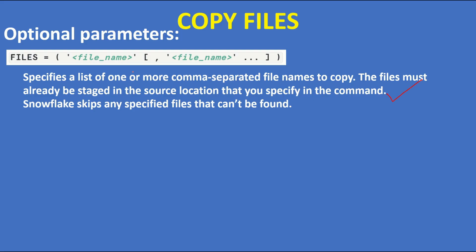Whatever file names you specify in this files parameter, those files should be present. Snowflake skips any specified file that cannot be found. Suppose you specify the file name xyz.csv, and that xyz.csv file is not available in your source location, then it will just skip it.